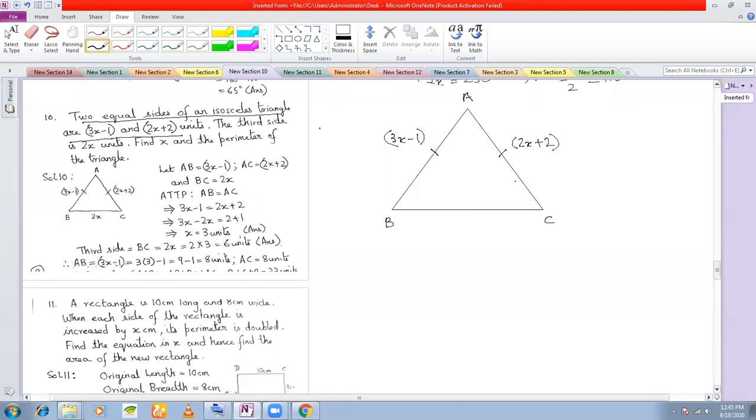What is the side that remains? This BC side remains. What is given here? The third side is 2x units. So the third side is 2x units. The question here is find x and the perimeter of the triangle.